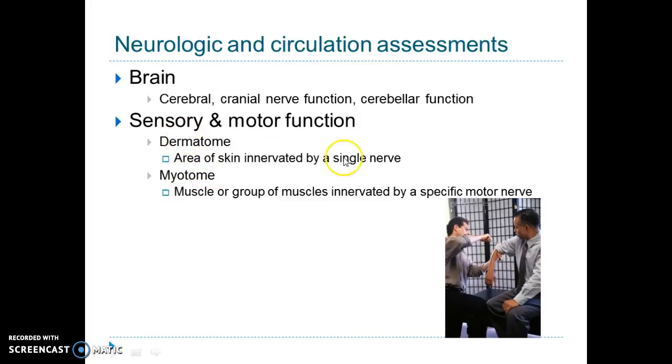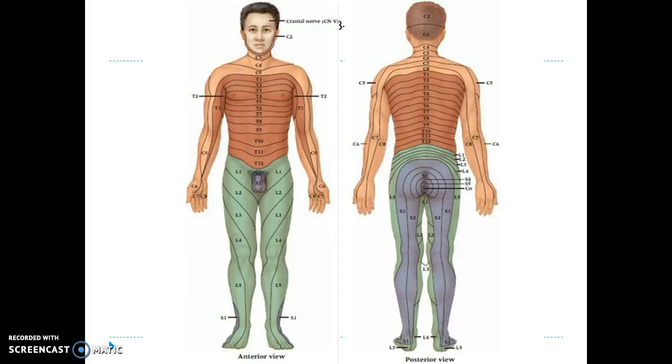A dermatome is an area of the skin innervated by a single nerve. A myotome is a muscle or group of muscles that are innervated by a specific motor nerve. I want to show you, this is a dermatome chart here. What we're looking at is what specific areas of the skin are innervated by what specific nerves, all right? Cervical, thoracic, lumbar, sacral. That's what we're looking for here.